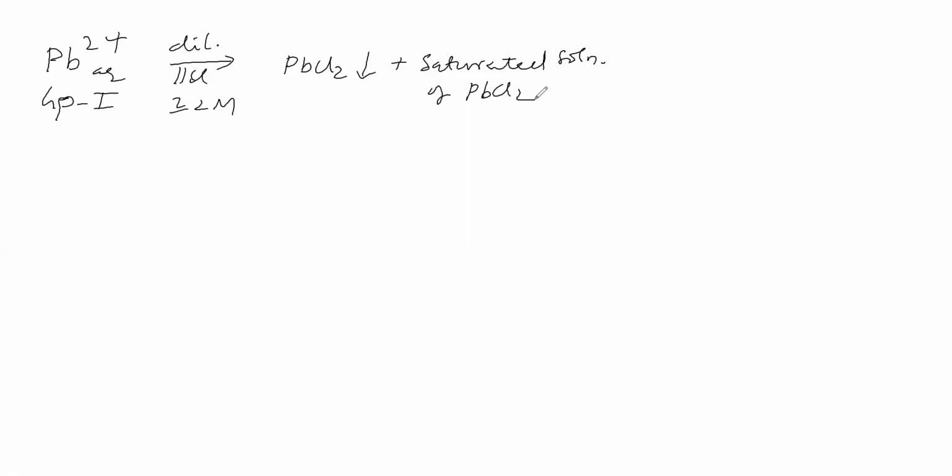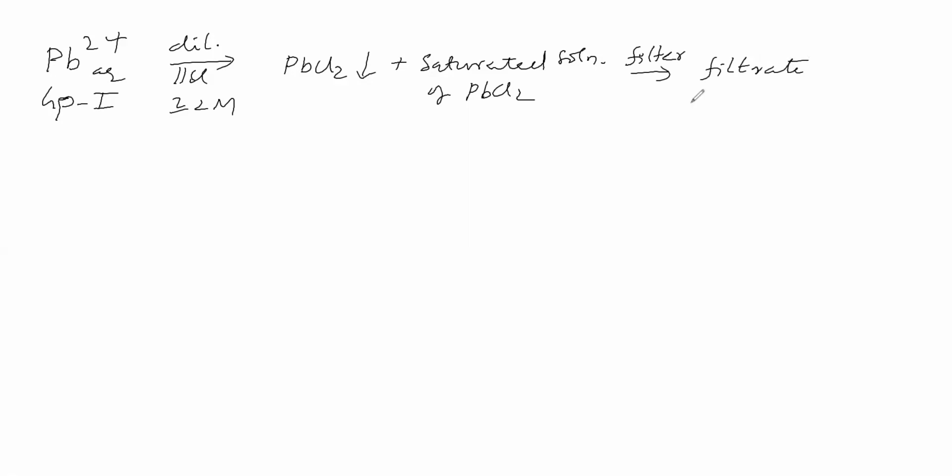Wherever you are getting a precipitate, above that precipitate a saturated solution of that precipitated salt will be there. So in group 1 you are getting PbCl2 precipitate, which means above that precipitate a saturated solution of PbCl2 will be there. So first you do group 1 analysis. If you get a precipitate in group 1 analysis, you have to go for filtration. You have to take the filtrate, and that filtrate you have to take for group 2 analysis.